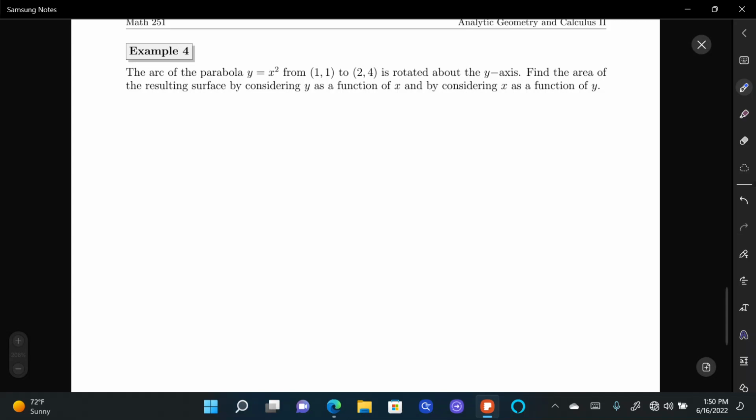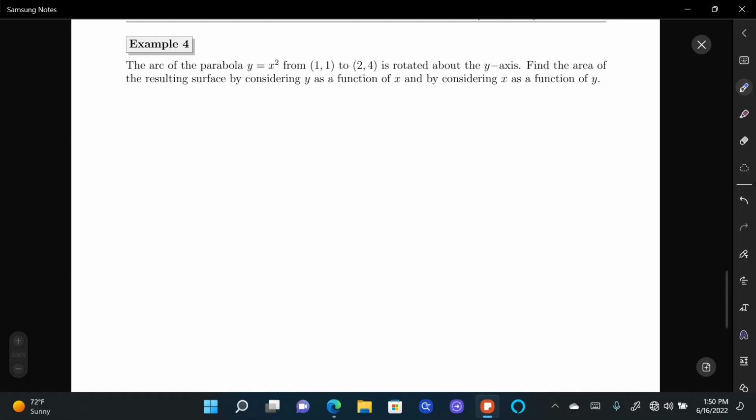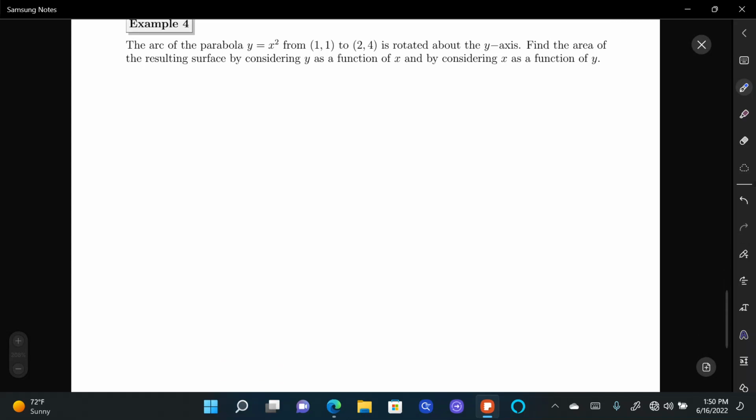Alright, so let's see. They're asking us to find the area of the resulting surface by considering y as a function of x and by considering x as a function of y. So in this case, the direction of the rotation is not the one that is changing. It's only how we represent the function. So that means that we are supposed to obtain the same result regardless of how we set it up.